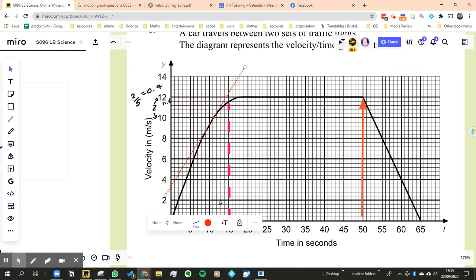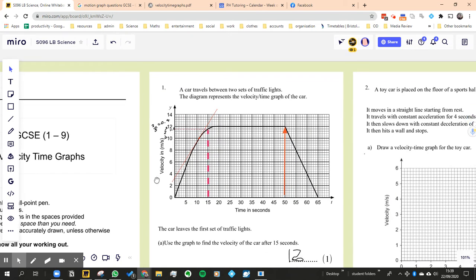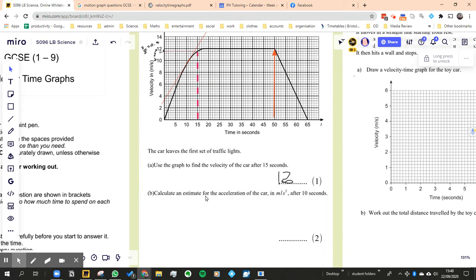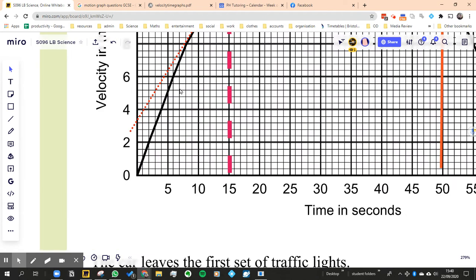So this question here is asking us, it's down here, and it says: calculate an estimate for the acceleration of the car in meters per second squared after 10 seconds. Now, if it was at 6 seconds, let's say, it would be a lot easier, because at 6 seconds I've got a constant acceleration. So the velocity is accelerating at a constant rate up till that point.